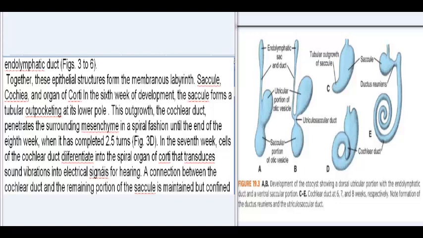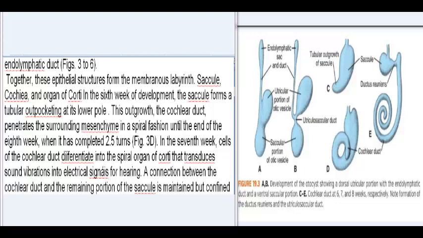Saccule, cochlea, and organ of Corti. In the 6th week of development, the saccule forms a tubular outpocketing at its lower pole. This outgrowth, the cochlear duct, penetrates the surrounding mesenchyme in a spiral fashion until the end of the 8th week, when it has completed 2.5 turns, Fig. 3d. In the 7th week, cells of the cochlear duct differentiate into the spiral organ of Corti that transduces sound vibrations into electrical signals for hearing.